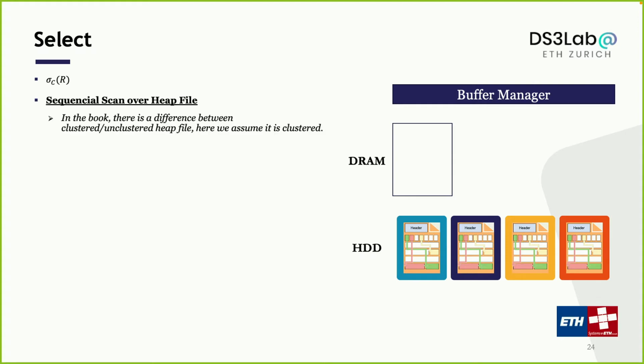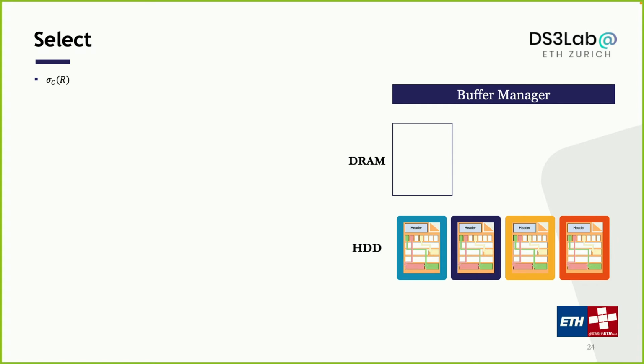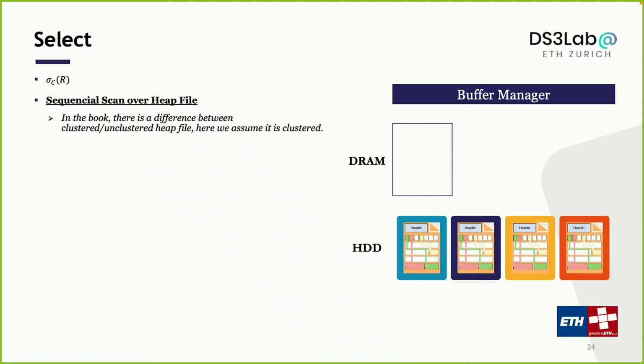So how can we implement this using all the access methods we have? There are multiple ways you can do it, right? The first way is pretty easy. I just do a sequential scan over the heap file. My relation is organized as a heap file, so I just do a sequential scan. In the book, if you read the textbook, there are different types of heap file, so we assume it's always clustered, following the terminology of the book. Okay.